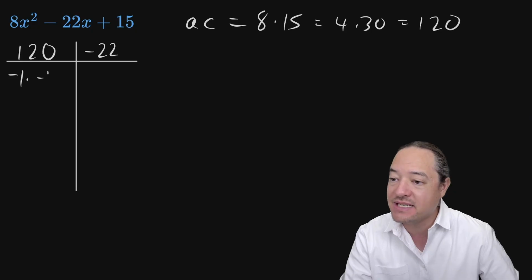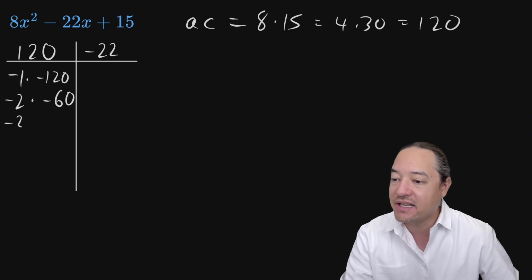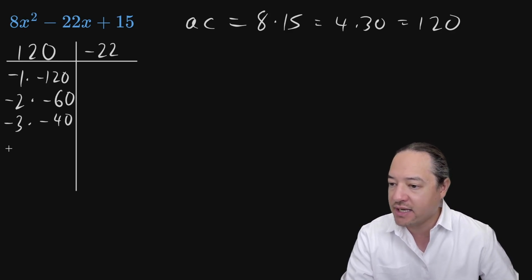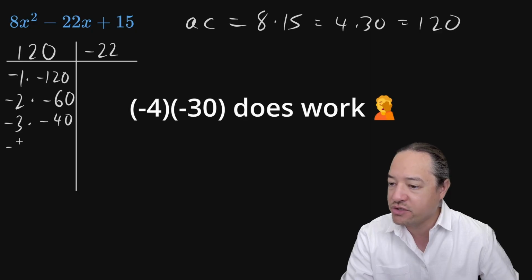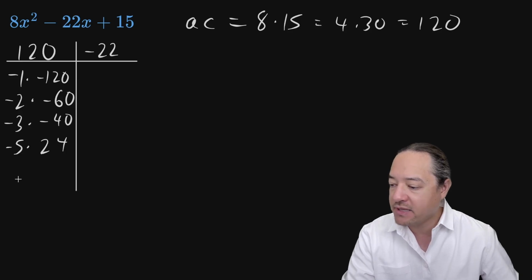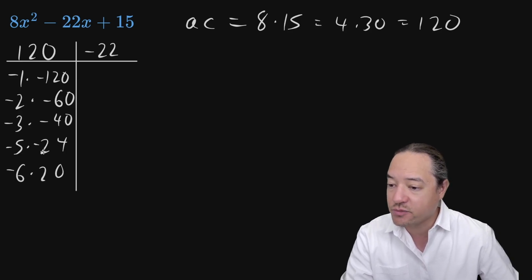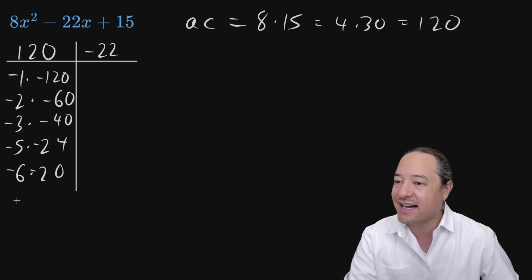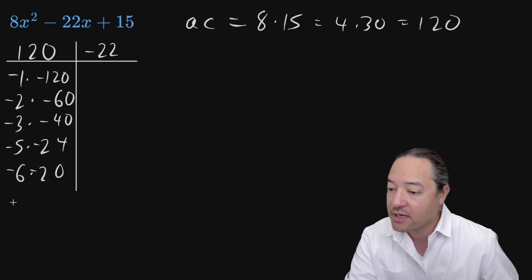Negative 1 times negative 120, right? Negative 2 times negative 60. Negative 3 times negative 40. I think negative 4 doesn't work, but we could do a negative 5 times, this is going to be a 24. And then 6, right? That'll work. Negative 6 times negative 20. Actually, this should be negatives here. Okay. 7 I don't think is going to work, but 8 will.